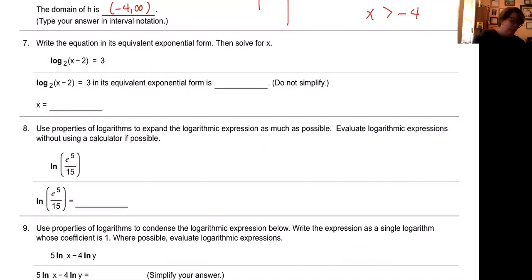So remember, what my logarithm is equal to is my exponent. So my exponent is going to be 3. But what am I raising to the third power? Well, my base is 2. So I'm raising 2 to the third power, and that's going to give me what I'm taking the log of. So I'm just going to write 2 to the third power equals x minus 2. That is the equivalent exponential equation. And now I solve this, and it's pretty simple to solve. 2 to the third power is 8. Add 2 to both sides, and we get what? X is 10.